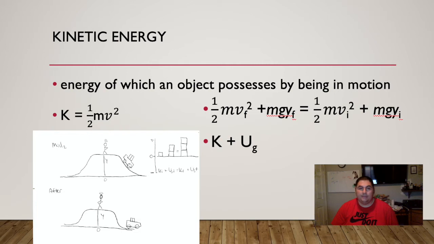So we see that the equation 1/2 times mass times final velocity squared of the object, plus the mass of the object times the gravitational acceleration times its final y position, is equal to 1/2 times the object's mass times its initial velocity squared, plus the mass times gravitational acceleration times its initial y position. This means that the kinetic energy plus the potential energy due to gravity is the same at the bottom of the hill as it is at the top. So we can see from our energy bar graph that Ki plus UGi is equal to Kf plus UGf.